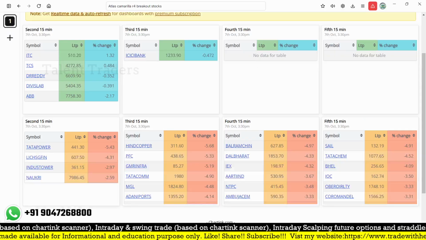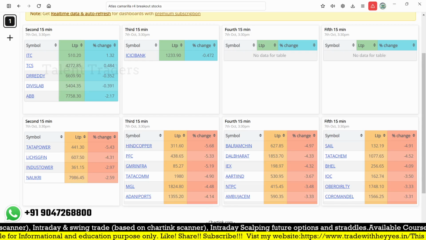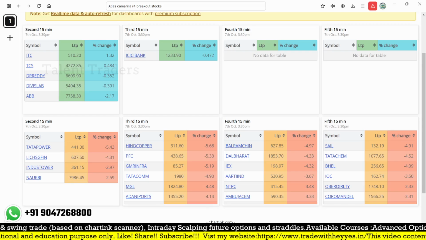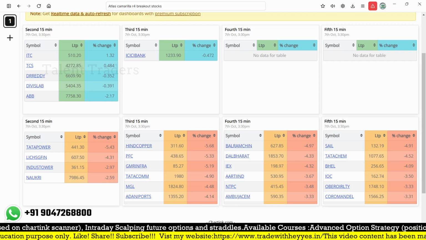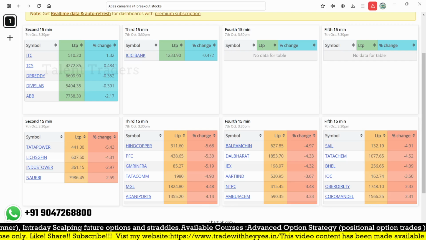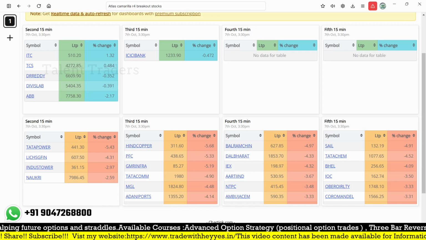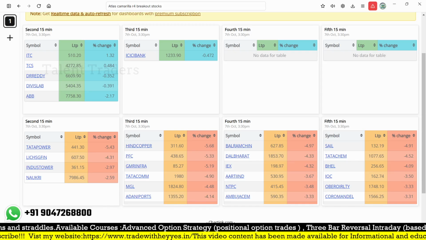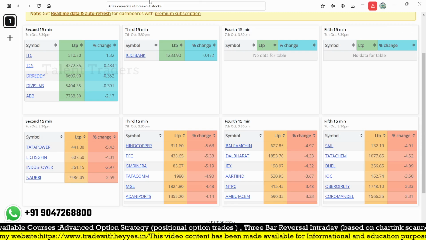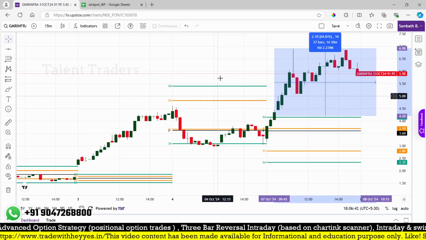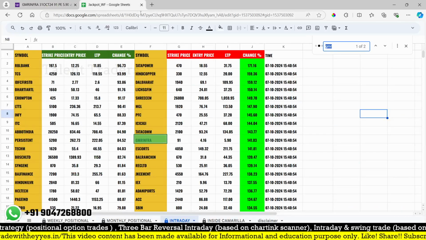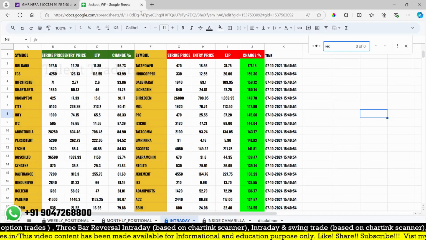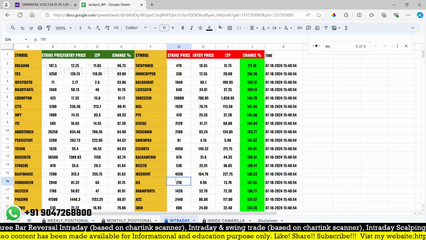So simply the dashboard, how we can effectively find the Camarilla R4 breakout in any stocks. Maybe if I came after 10 o'clock, I will be looking for the fourth candle, fourth 15 minutes. That would be 10 to 10:15. So today IEX broke the level. Let me check IEX. What is the strike price? You may be checking previous closing price. 2210 is the IEX strike price.